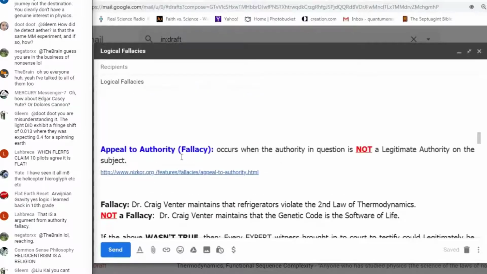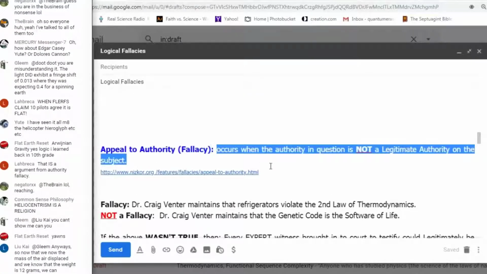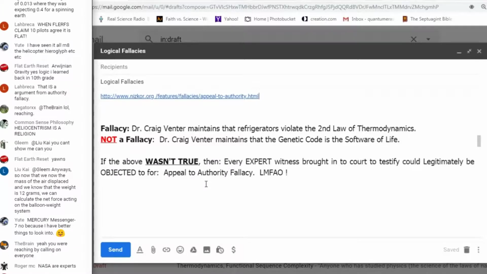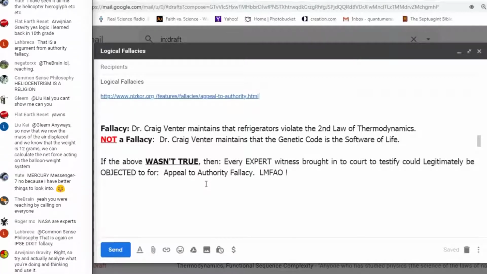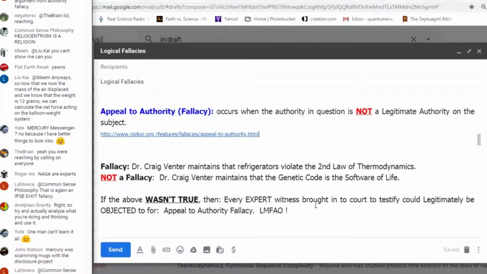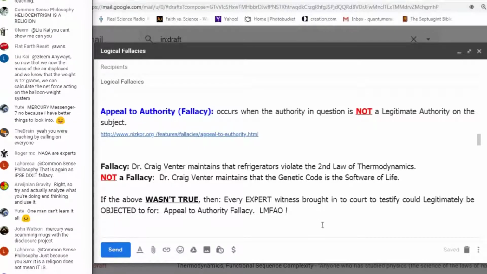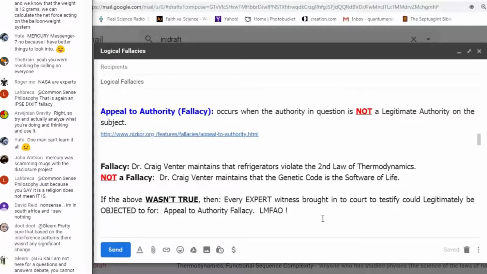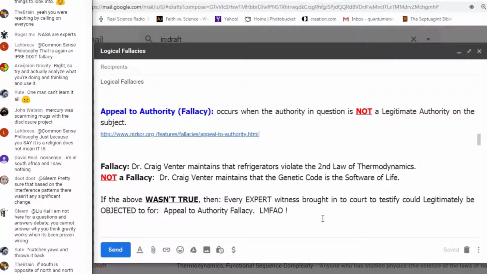Now, if this wasn't true, if it was just, that's an authority, right? Then every expert witness brought into a court to testify could legitimately be objected to by the prosecution or the defense as an appeal to authority fallacy. There would be no expert witnesses allowed in court. Does that make any sense to you people? Yeah, just to dumb it down a little. There's a movie called Billy Madison about a rather stupid person, and he goes to college and learns that many of the facts he's been taught by his mother are incorrect.